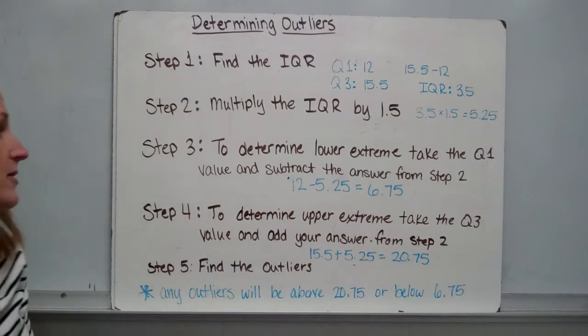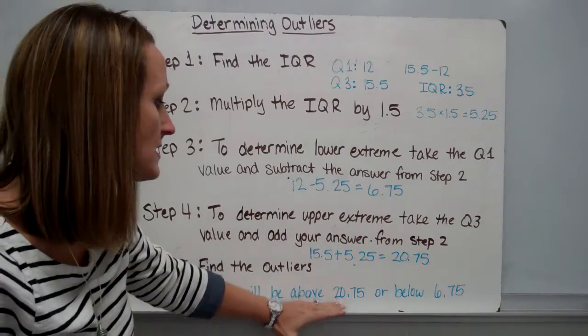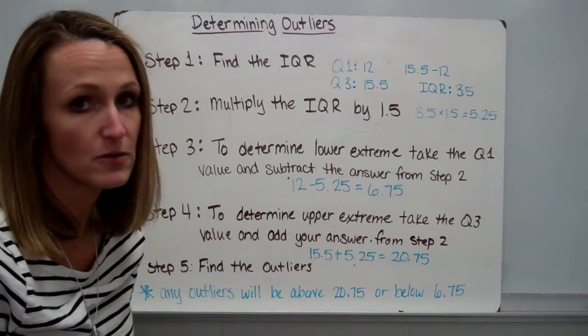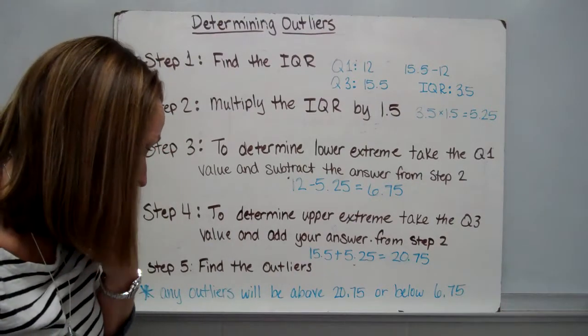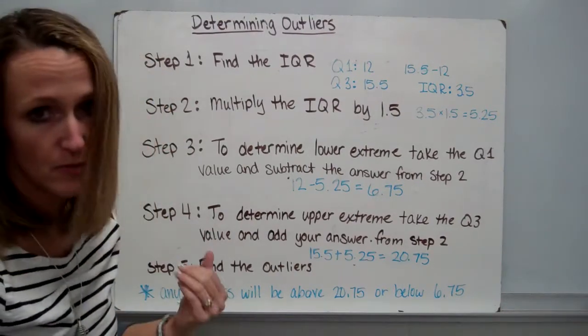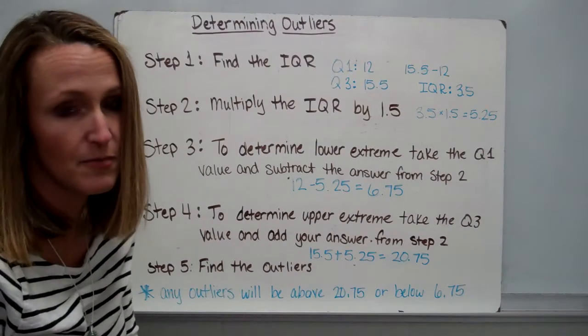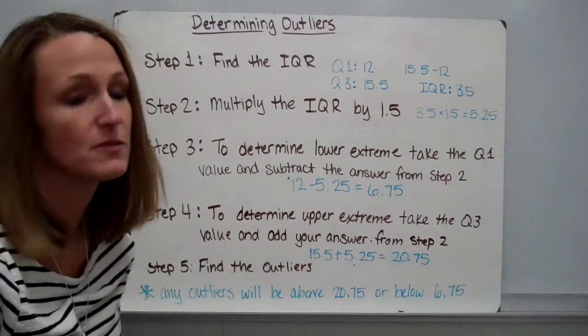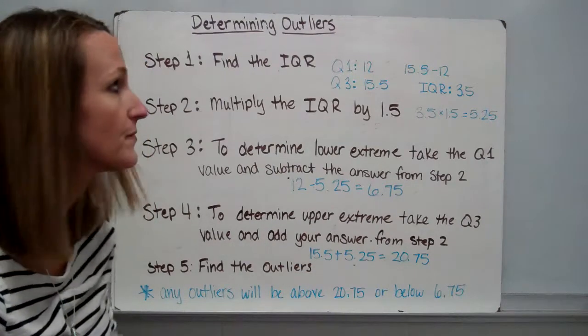So now to find the outliers, we have to look and see, did our list of numbers have anything above 20.75 or below 6.75? Well, our minimum on the last one was 10 and our maximum was 20. So no, we didn't have anything that touched this. So in this case, we had no outliers.